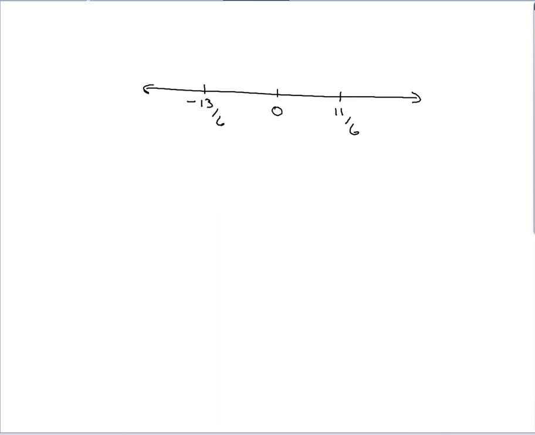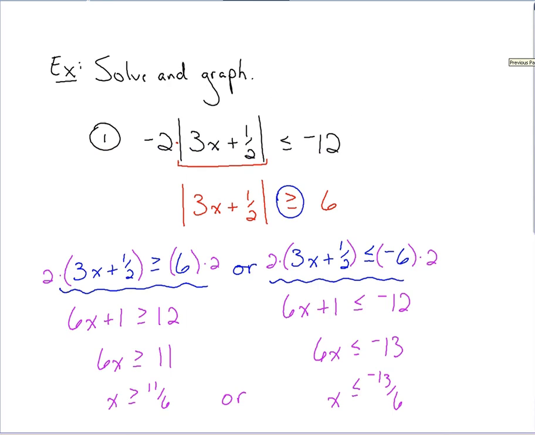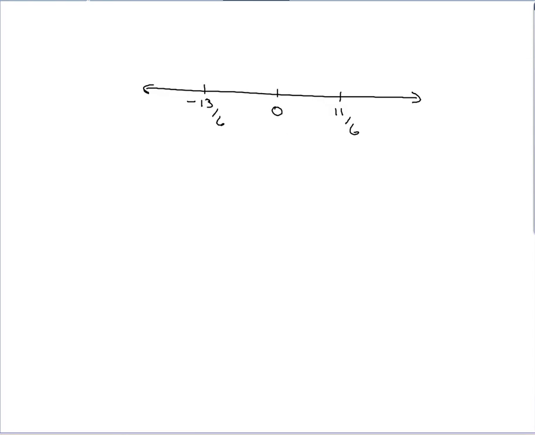For the first one we solved for, it said x was greater than or equal to 11/6. So greater than or equal to 11/6, that would be everything out this direction. The other one we solved for was x is less than or equal to -13/6. So include the -13/6, shade everything out to the left.